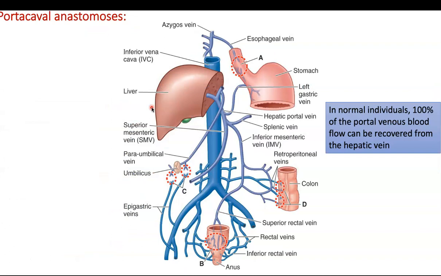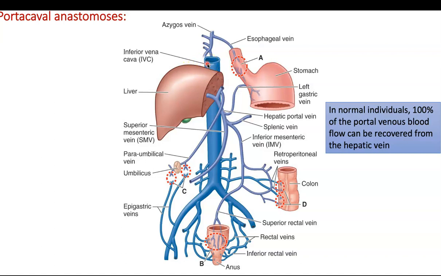And under normal circumstances, 100% of the portal blood can be recovered from the hepatic vein, which means the blood that is carried by portal vein, 100% of it travels through the liver and is collected by the hepatic vein, eventually the hepatic vein drains into the inferior vena cava.